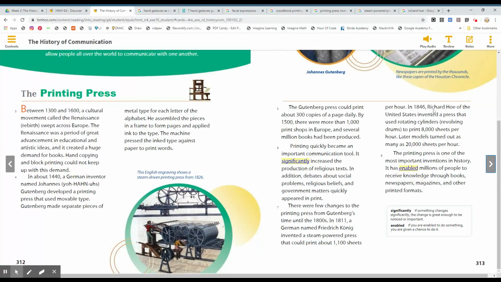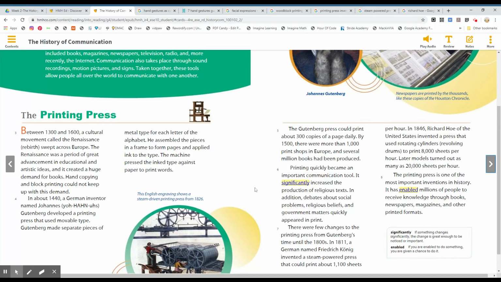In 1846, Richard Hoe of the United States invented a press that used rotating cylinders, revolving drums, to print 1,000 sheets per hour. Later models turned out as many as 20,000 sheets per hour. The printing press is one of the most important inventions in history. It has enabled millions of people to receive knowledge through books, newspapers, magazines, and other printed formats.